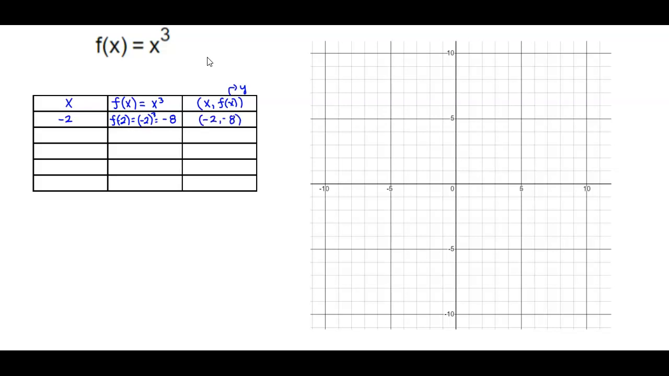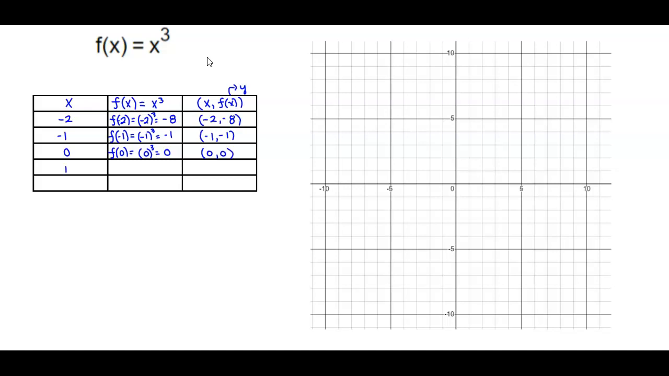Okay, the next number we're going to pick is -1. So that means we're going to take f of -1, plug it into the function, and then we're going to cube it. -1 times -1 times -1 is -1. And so therefore, we end up getting the ordered pair (-1, -1). Now, if we choose 0, we're going to find f of 0. And that means we're going to take 0, and then we're going to cube it. And 0 times 0 times 0 is 0. So therefore, we get (0, 0).